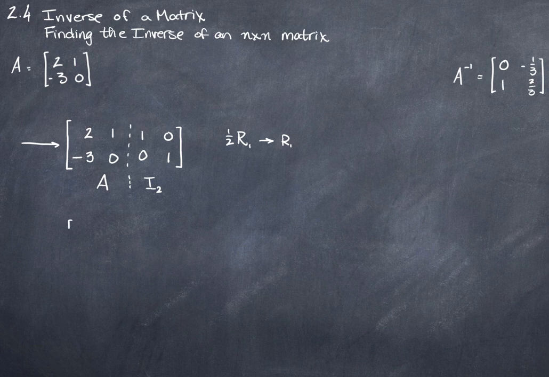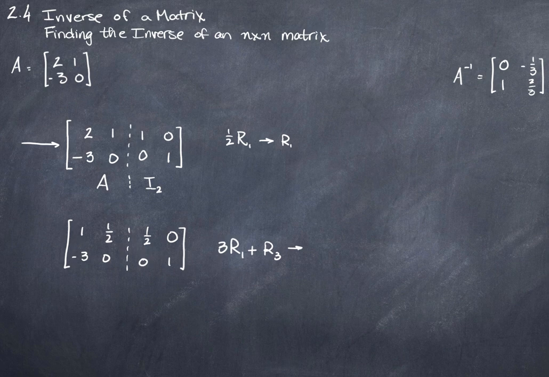So my new matrix is 1/2 of 2, 1/2 of 1, 1/2 of 1, 1/2 of 0. And I could do the same thing. I could scale row 2 by multiplying it by negative 1/3 to get a 1 here. But instead of doing that, I'm going to copy down row 2, and I'm going to do a separate operation here. What I'm going to do is take row 1 and multiply it by 3.